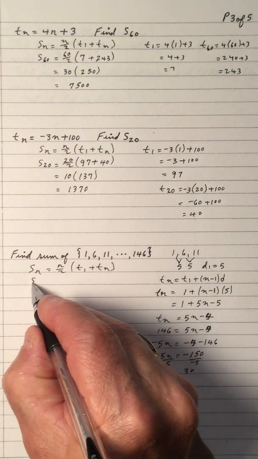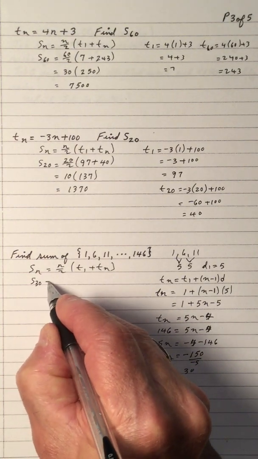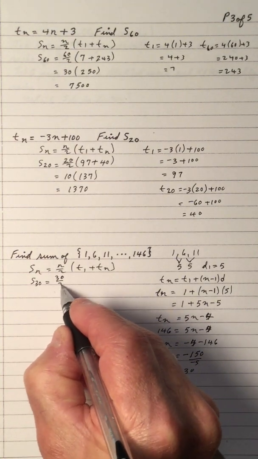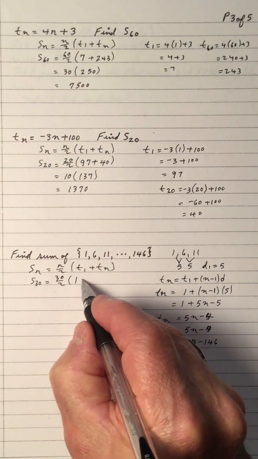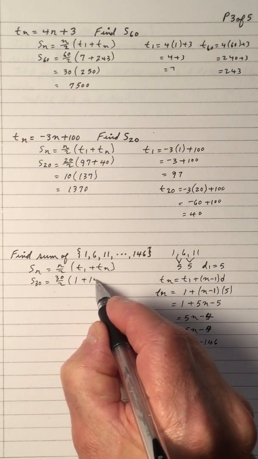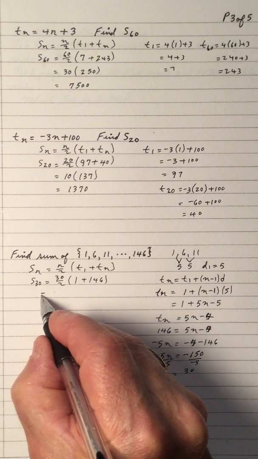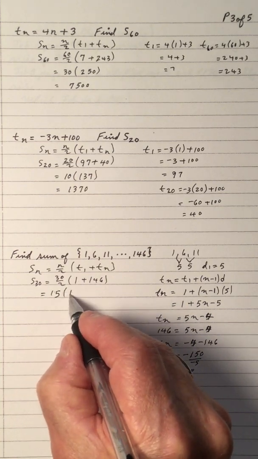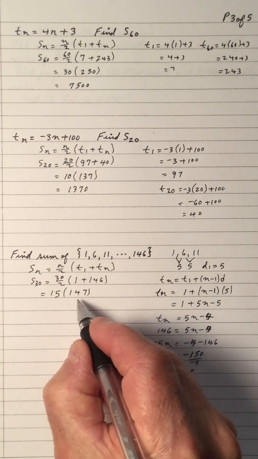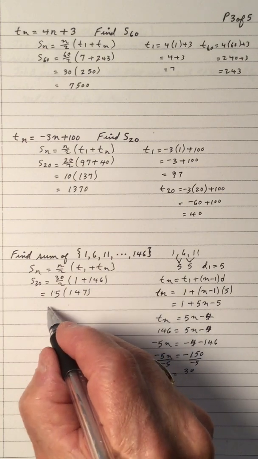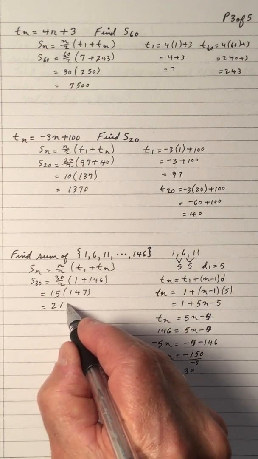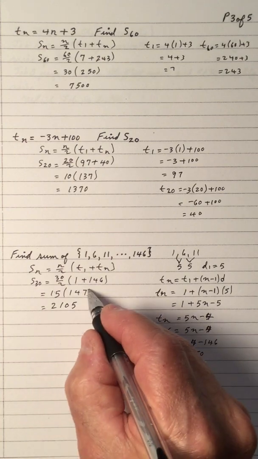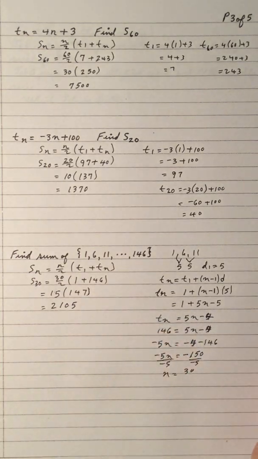So, the sum of the 30 terms is 30 divided by 2. The first term is 1. And the last term is 146. So that's 15 times 147. And 15 times 147 is 2,105. You use your calculator or use your pen.